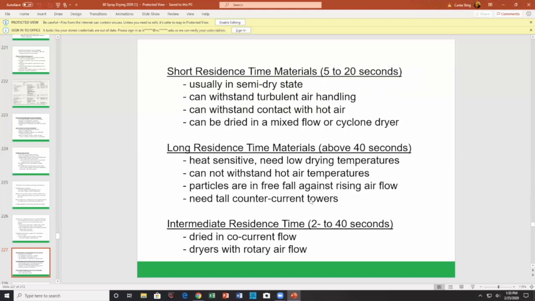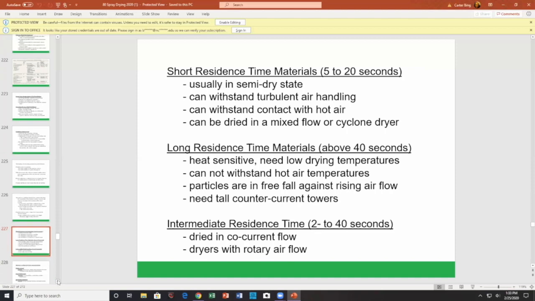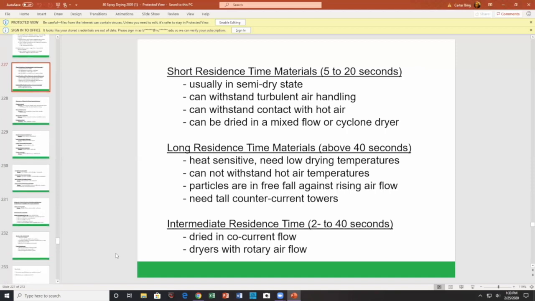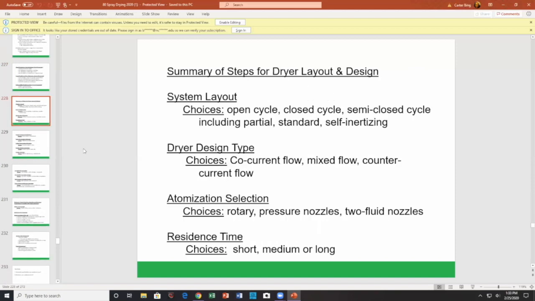Okay, countercurrent. If it's co-current, they quickly leave. Countercurrent will slow it down a bit. Dried in co-current air, dryers in rotary air, 2 to 40 seconds. So we have a range of residence times here. Now, I'm going to clip through these.